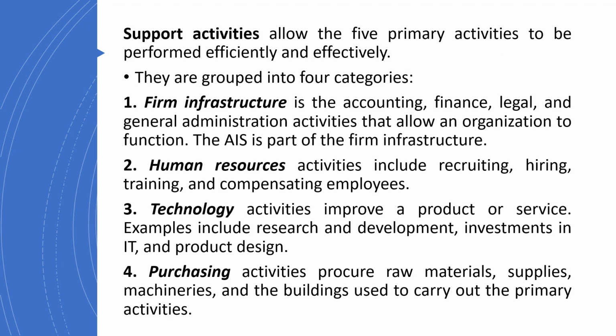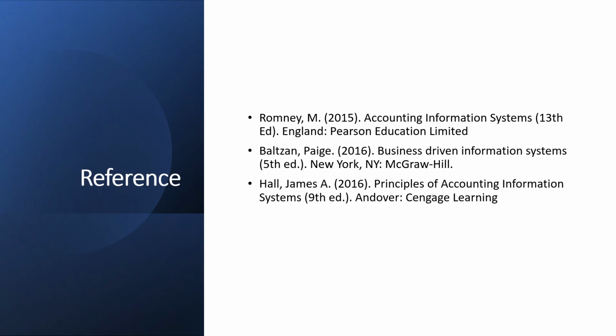There are 4 categories. We have the firm infrastructure, which includes the accounting, finance, legal, and general administration activities that allow an organization to function. We have also the human resources, which include recruiting, hiring, training, and compensating employees. We have also the technology activities, which help improve a product or service, for example research and development, investment in IT, and product design. And we have also the purchasing activities, the procurement of raw materials, supplies, machineries, and buildings used to carry out the primary activities. Okay, thank you for listening.